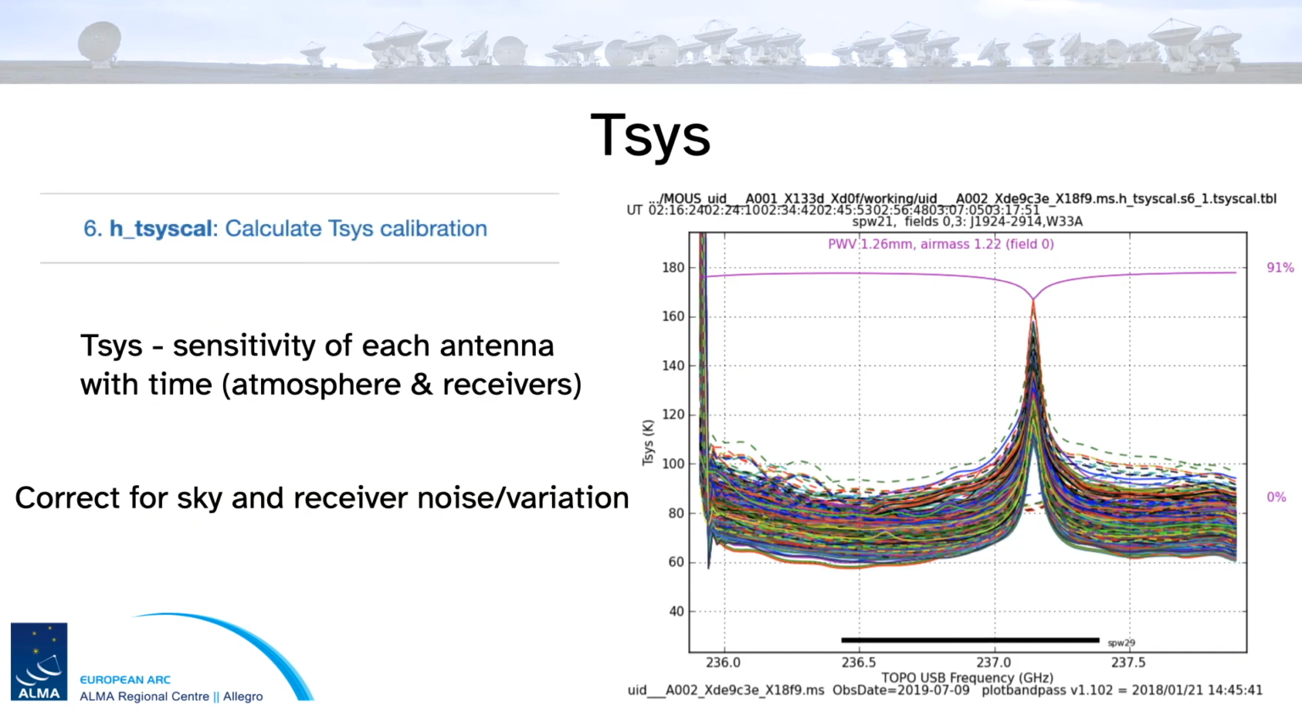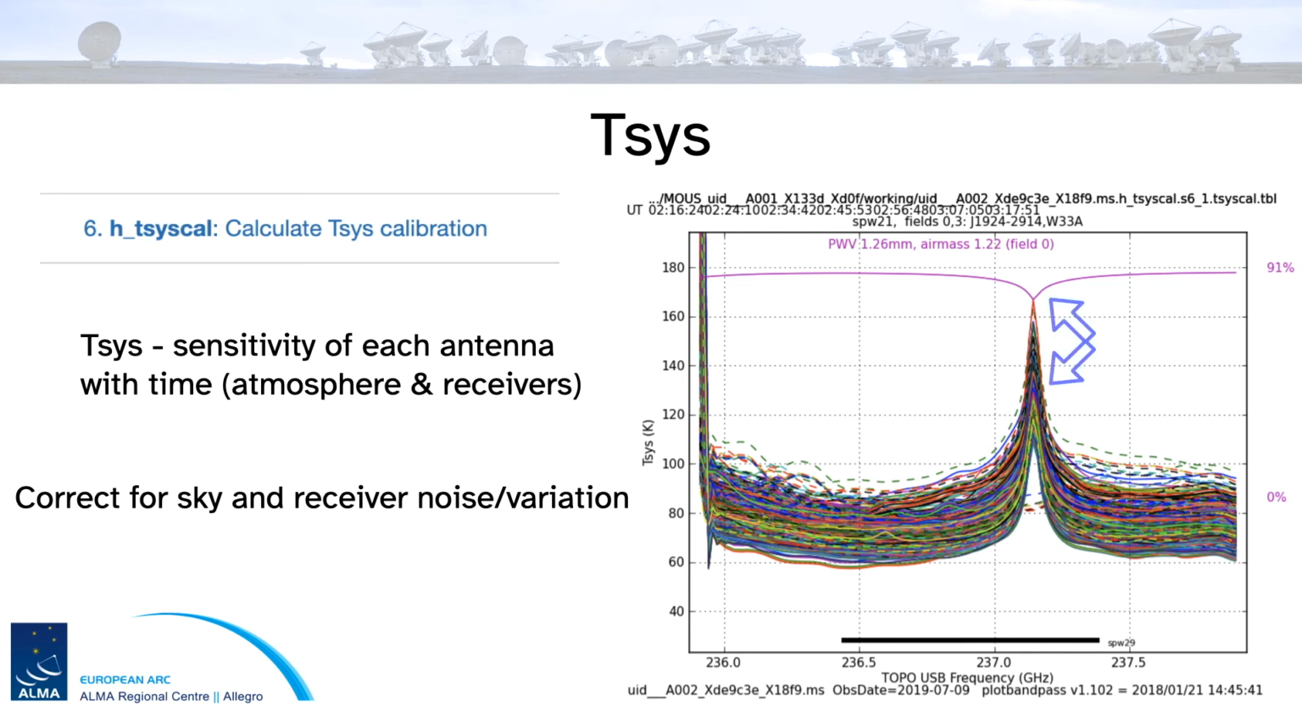The system temperature represents the added noise in the system from the sky and from the receivers. The task tsyscal gives a first-order correction for the variation in sky and receiver noise as a function of time and frequency. In the plot on the right, the system temperature is shown as a function of frequency, color-coded for each antenna. The pink line on top shows the atmospheric transmission at these frequencies.